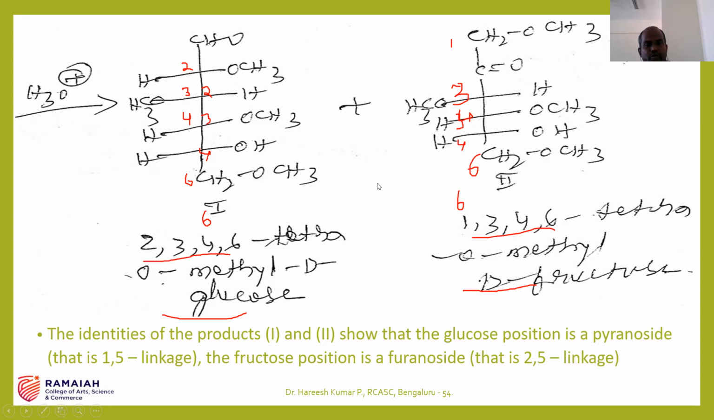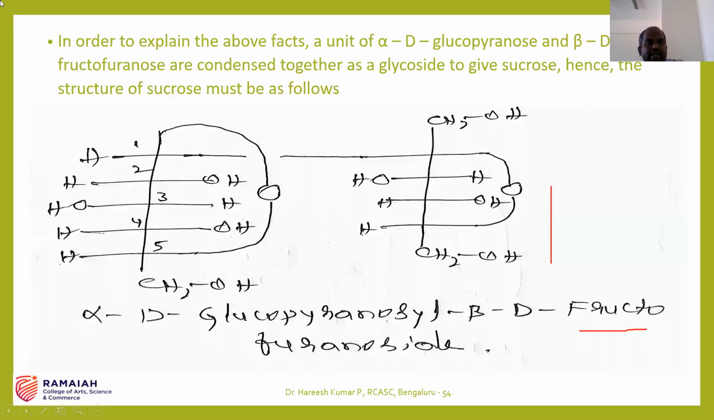Just by looking at these 2 products, we can conclude that the linkage present in the glucose unit is 1,5 and the linkage present in fructose is 2,5. That's what we can conclude with this structure. With this, I will go to the next slide. In the next slide, to explain the above facts, glucose is in the form of alpha-D-glucopyranose, and fructose is in the form of beta-D-fructofuranose.